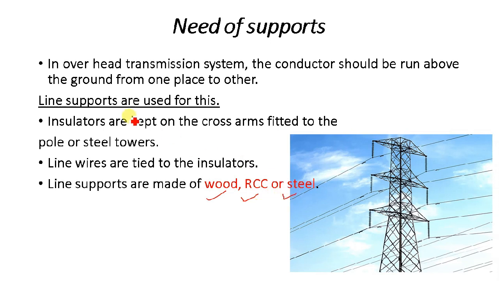Now here you can see that your insulators are kept on the cross arm, which is fitted on a steel or any other kind of support. Your line or conductor is connected to the tower with the help of an insulator, so that heavy current cannot flow from the conductors to the ground. So this is basically the need of the supports.